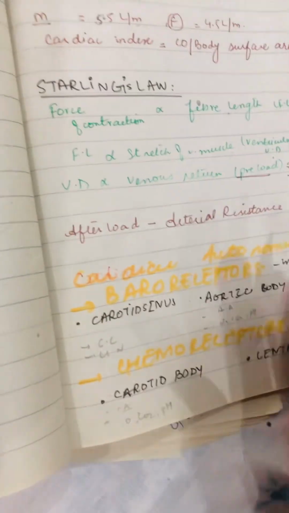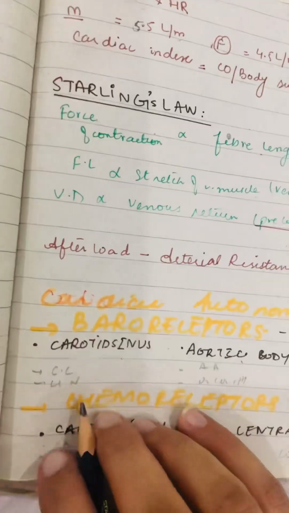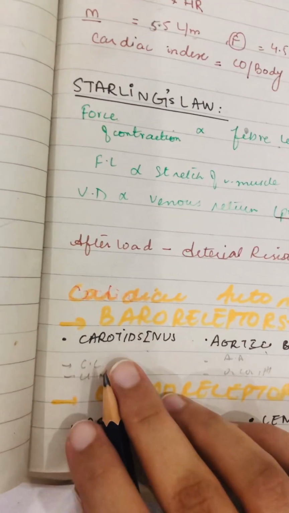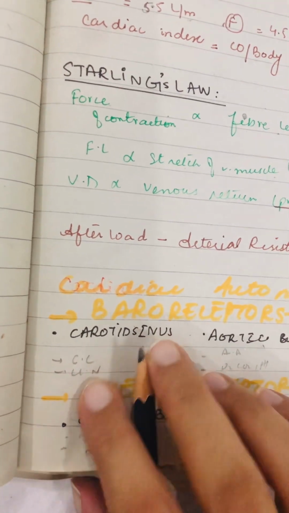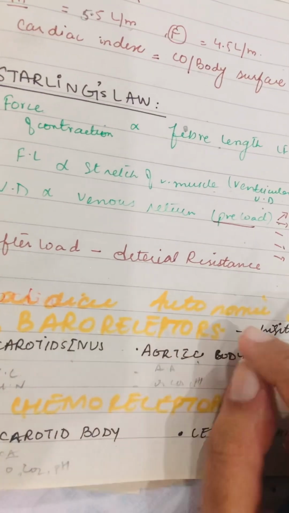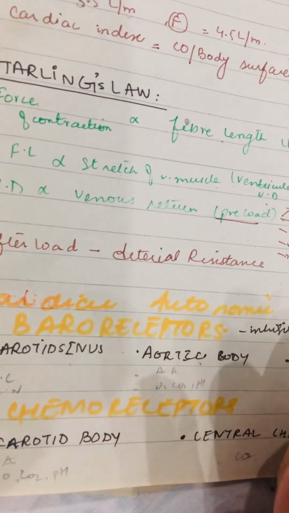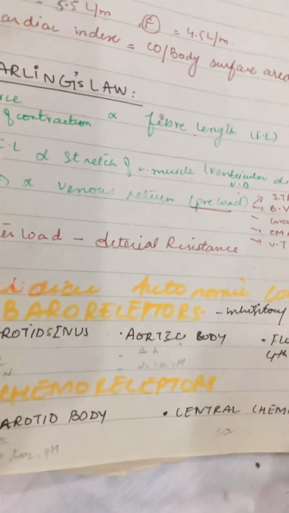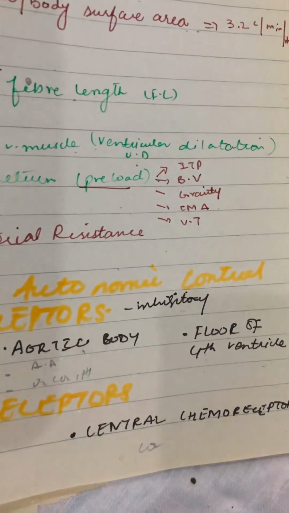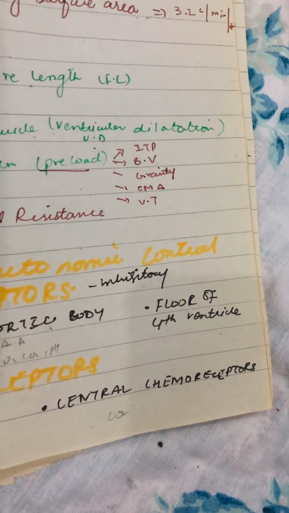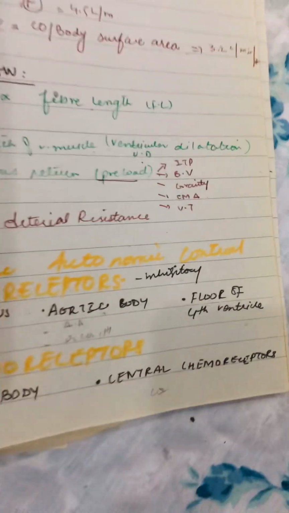So baroreceptors are inhibitory, and there are three types, that is the carotid sinus, the aortic body, and the floor of fourth ventricle. So coming on to the carotid sinus, it is located at the bifurcation of the common carotids, and it is innervated by the glossopharyngeal nerve. Coming on to the aortic body, it is located at the aortic arch, and it is sensitive to oxygen, carbon dioxide, and pH. Whereas the floor of fourth ventricle, it is sensitive to the CSF pressure, and the Cushing reflex is actually increased CSF pressure will cause the rise in the BP.